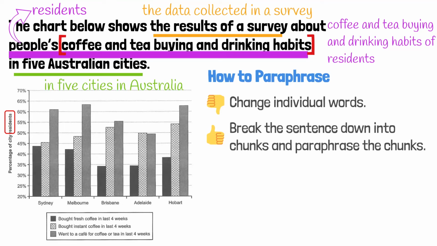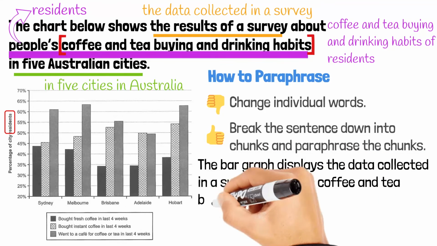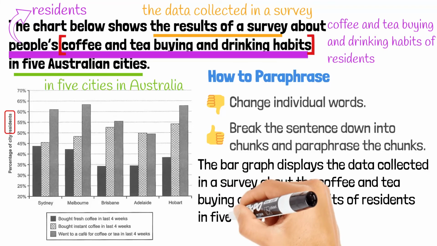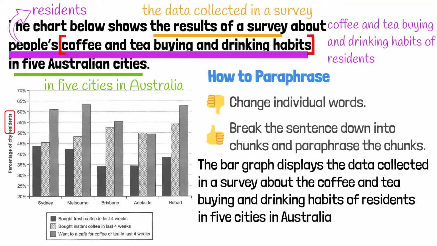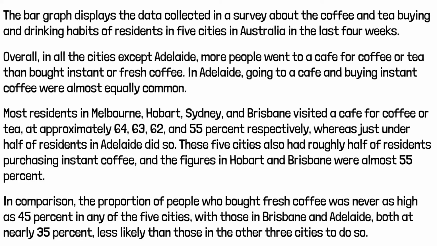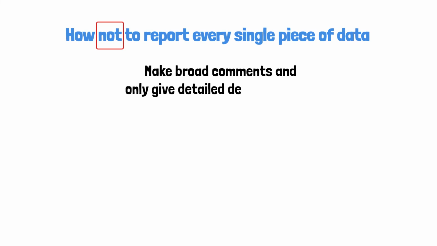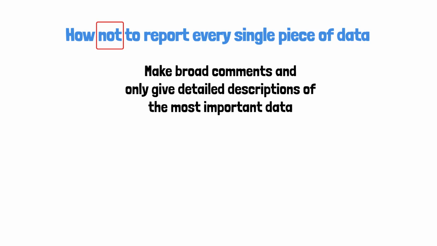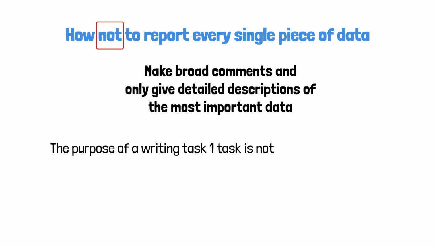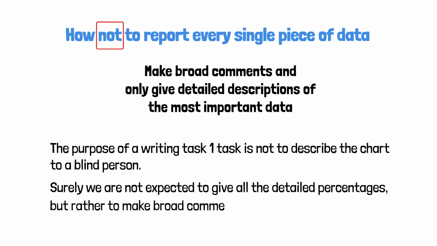Putting it together, we have: the bar graph displays the data collected in a survey about the coffee and tea buying and drinking habits of residents in five cities in Australia. And don't forget to add in "the last four weeks", not "in last 4 weeks". This is the entire essay. What I'm really trying to deliver here is this method, making broad comments and only giving detailed descriptions of the most important data. The purpose of a Writing Task 1 task is not to describe the chart to a blind person. Surely we are not expected to give all the detailed percentages, but rather to make broad comments.